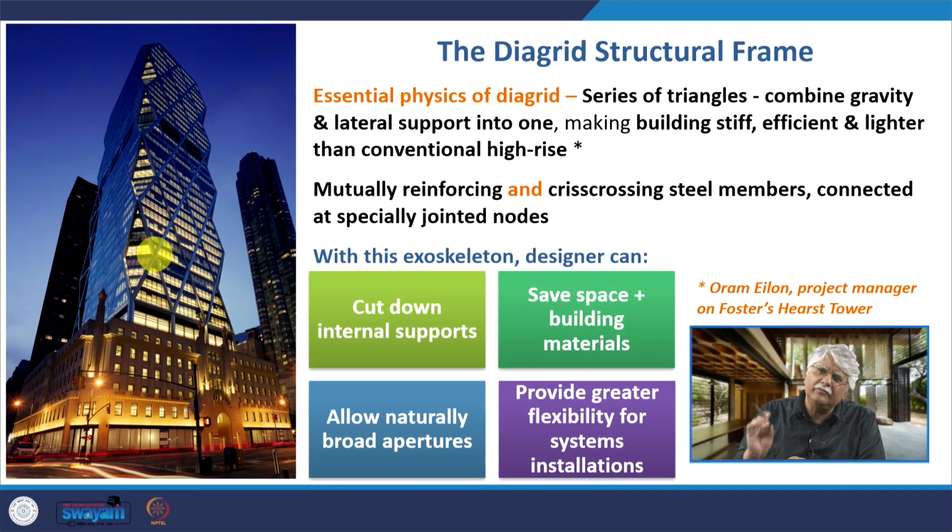The essential physics of the Diagrid frame is it's a series of triangles that combine gravity and lateral load support into one. It makes the building stiff, efficient and lighter than conventional high-rise buildings that have frame construction. Mutually reinforcing and crisscrossing steel members are connected at specially joined nodes that, for example, you see here. This is the example of a node in the Hearst Tower.